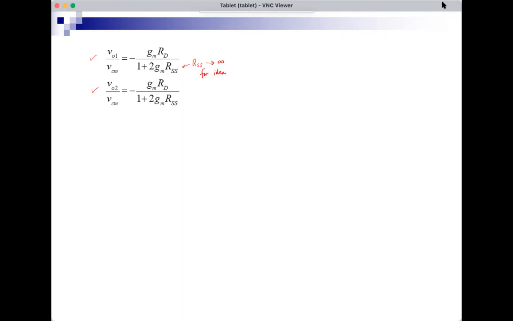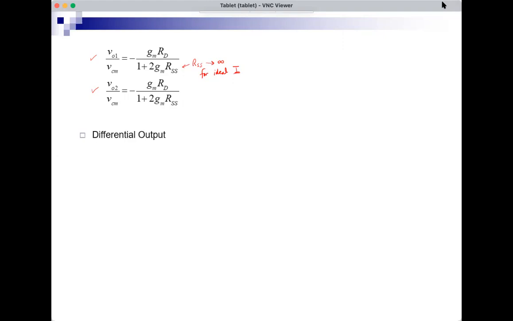And if RSS is infinite, what happens to this gain and the output? It will go to 0. If RSS is not infinite, if the current source is non-ideal, it will have a certain RSS, and we will see some output even if the two inputs are equal. So the circuit doesn't reject the common mode inputs completely, 100%. We may have some output, but typically this gain is very, very small.